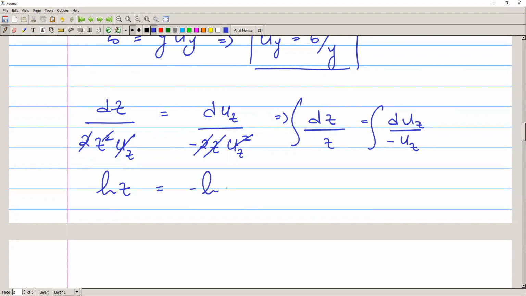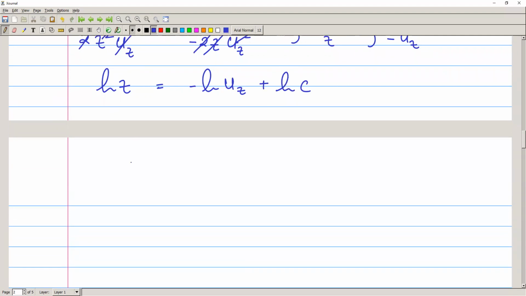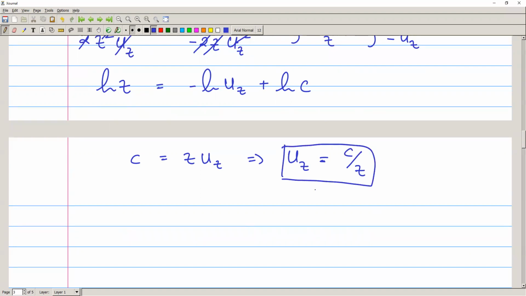We'll get ln uz plus ln c. So again, we can write this, I'm writing it directly, as z uz. So this implies that uz is equal to c over z. Right, so we found all ux, uy, and uz.